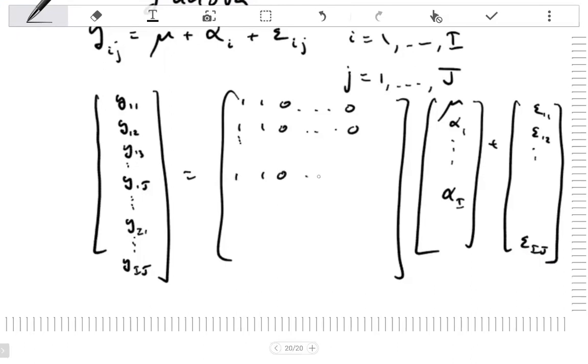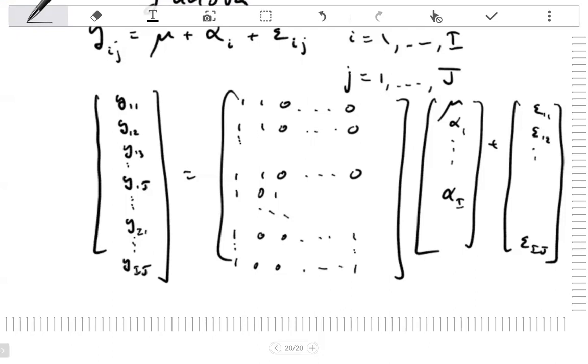1, 1, 0. And then for the third one, what we have is we have a 1, and then alpha 1 doesn't appear, but alpha 2 appears, and so forth. This keeps on going all the way down to the last block, where we have these zeros, and then we have ones only in the last column, 0, 0, and so forth. Right? So this is the one-way layout.